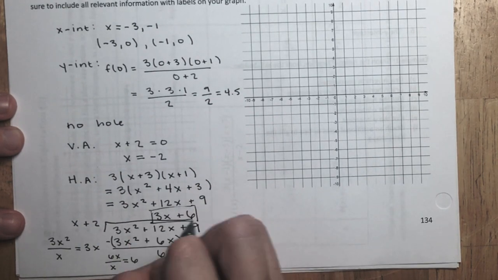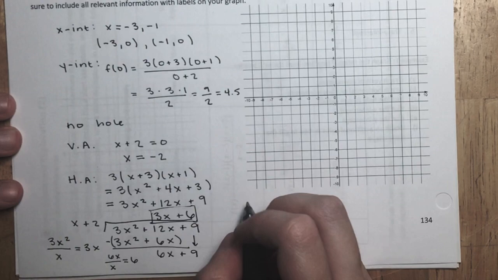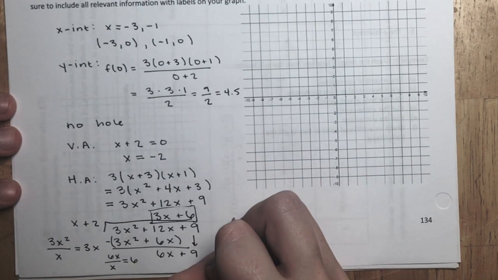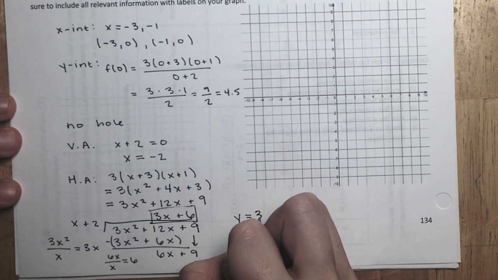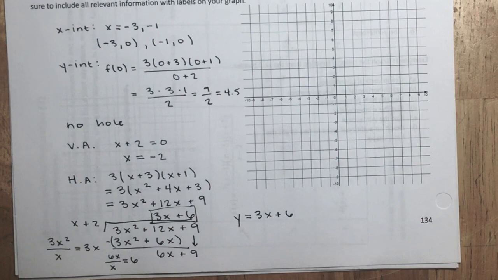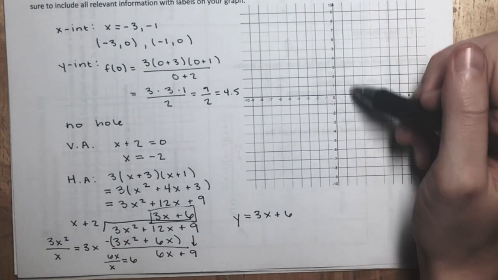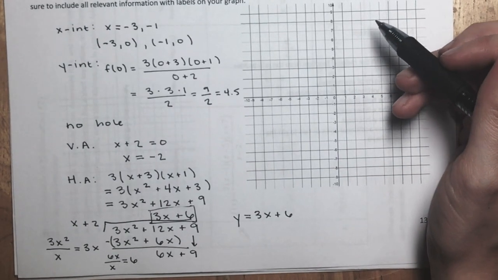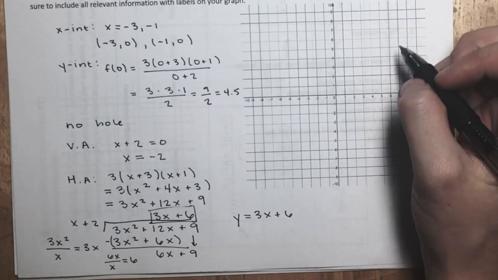So is this a horizontal asymptote or a slant asymptote? It's a slant asymptote, right? Because it's non-constant. So let's go ahead and draw all of these landmarks. Landmarks being all the intercepts and all that stuff.